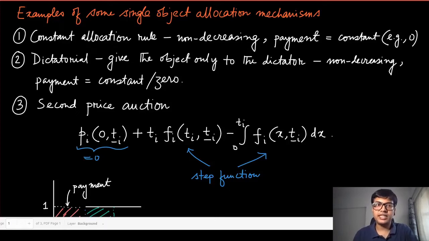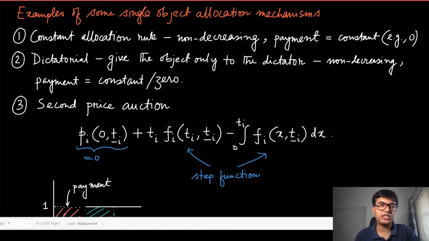We know Myerson's characterization result now, and we also know the type of mechanisms which are truthful in the single object allocation domain. Let us now look at some examples of mechanisms which are truthful and fall in this class. So the first two examples are quite standard.